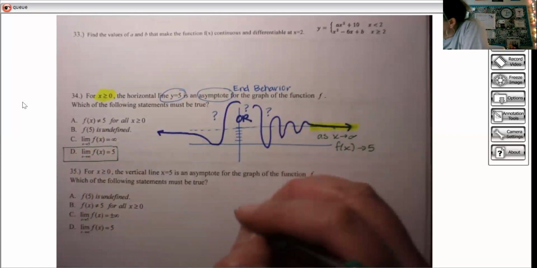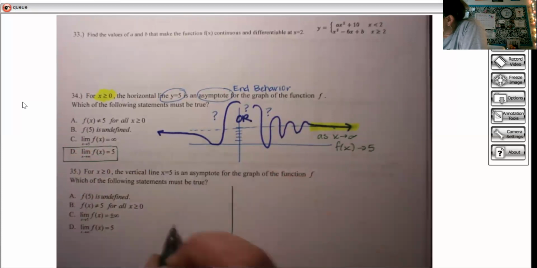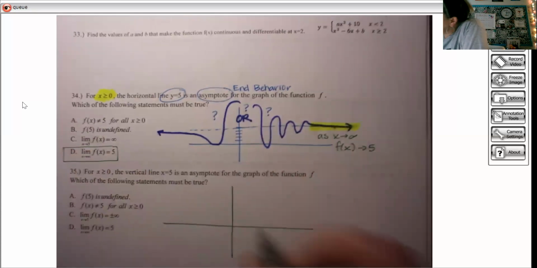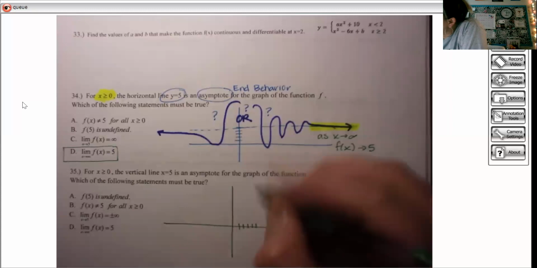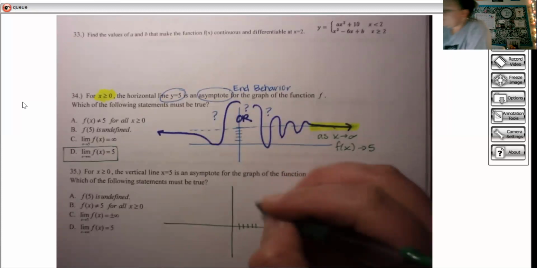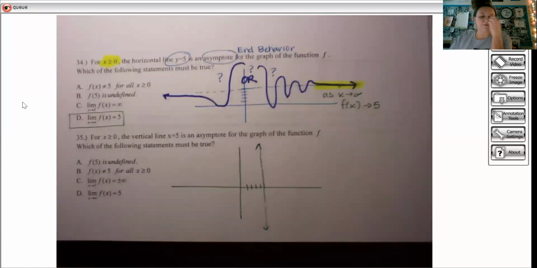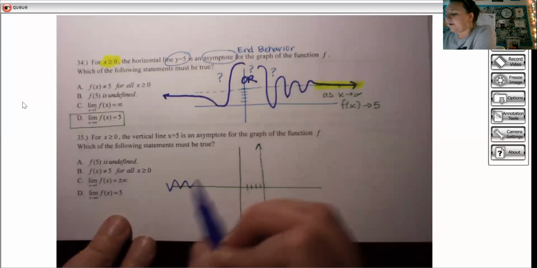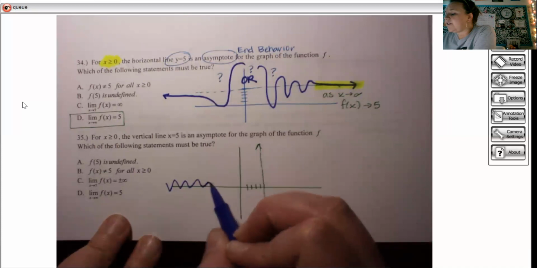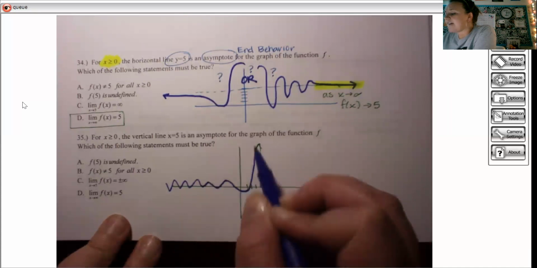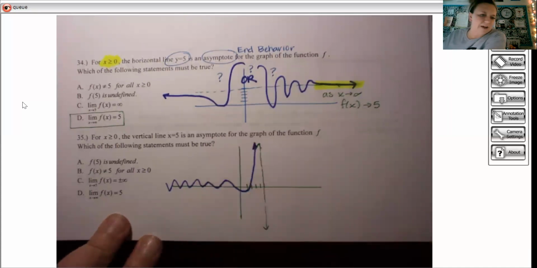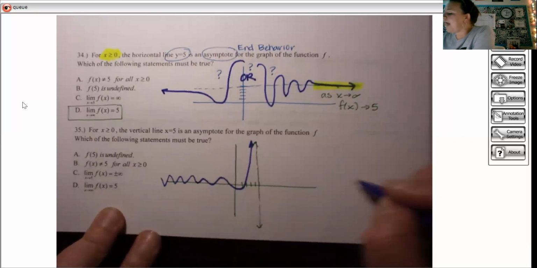Last one like that, number 35. This time I have a vertical line. So 1, 2, 3, 4, 5, vertical line right here. And now it tells me that that vertical line is an asymptote. Well then whatever I want can be happening over here on the end. I have no idea. But as I get closer to here, I could asymptote up, I also could asymptote down, right? We don't know what happens on the end.